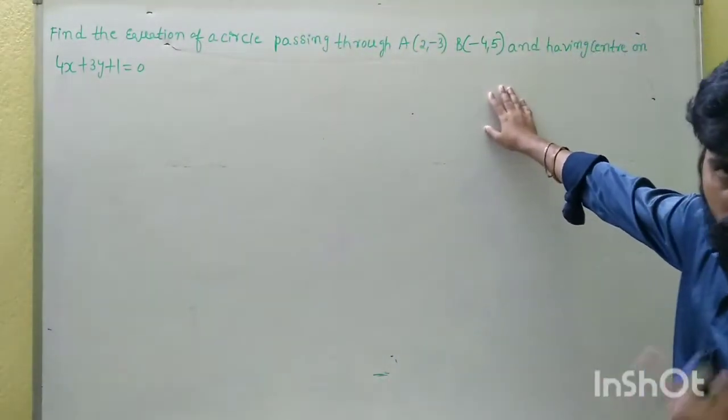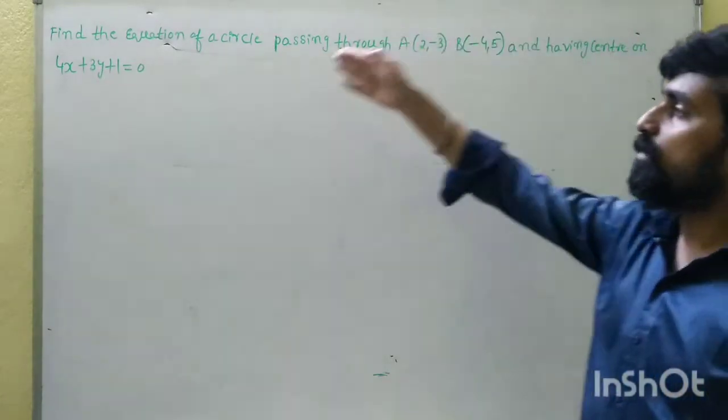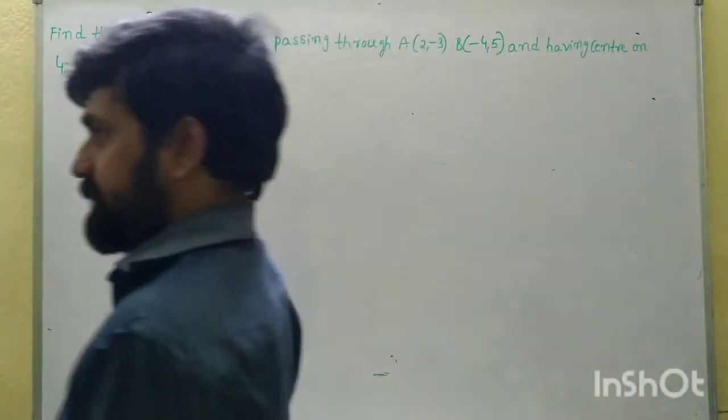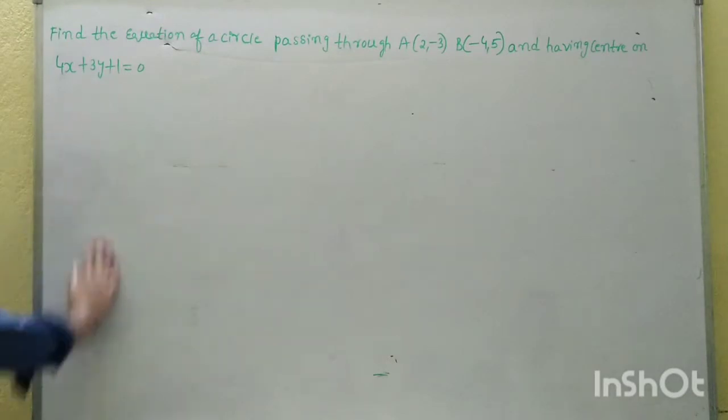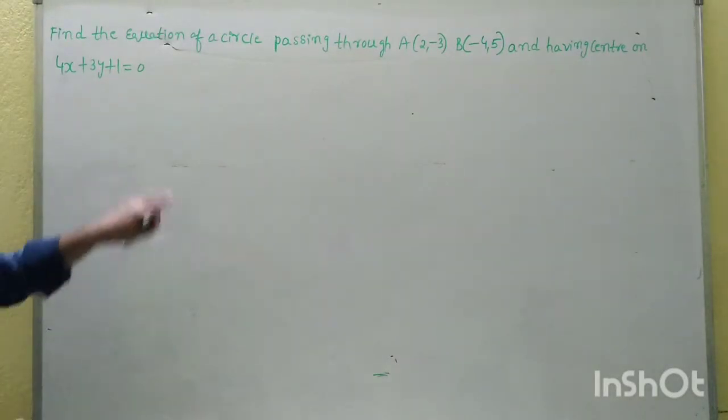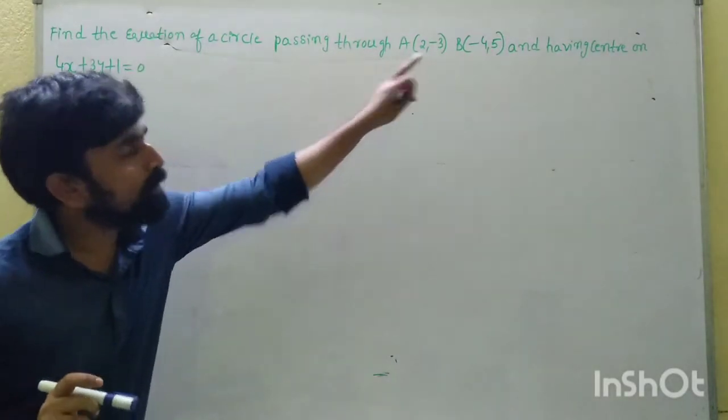Find the equation of a circle passing through A (2, -3) and B (-4, 5) and having the center on this line. What is given is that the circle is passing through A and B.